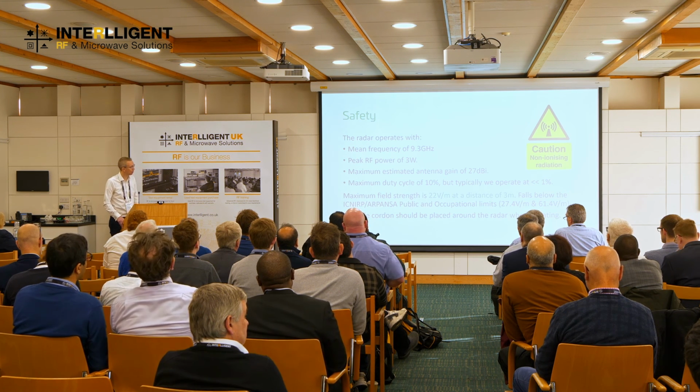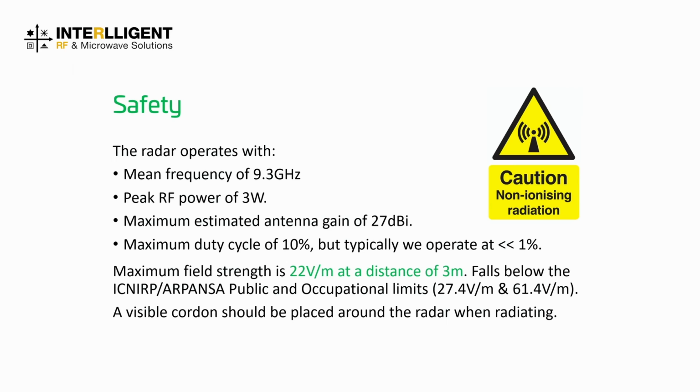So in terms of safety, nobody needs to worry. This thing transmits about 3 watts peak. Even when you factor in the antenna gain and the wavelength, our duty cycle is no more than 10%. In general, it's a lot less than 1%. And so the field strength at 3 meters is way below any public and occupational limits.